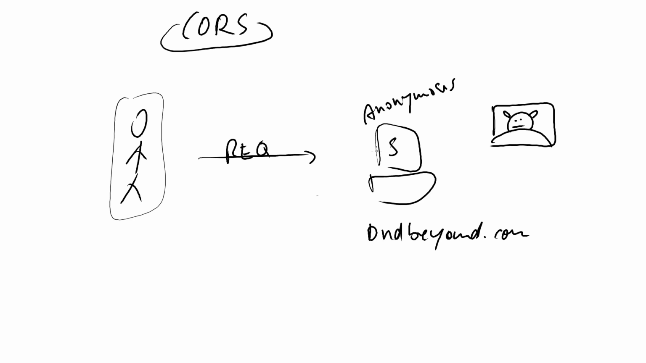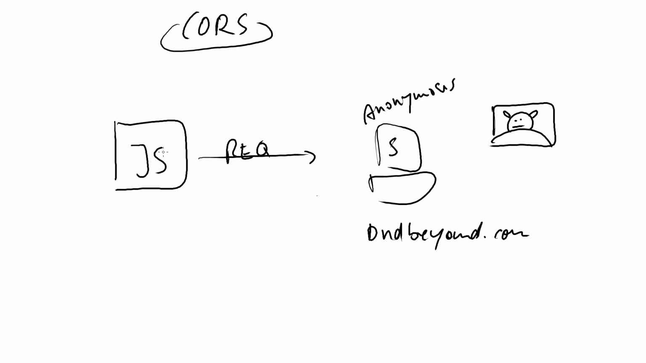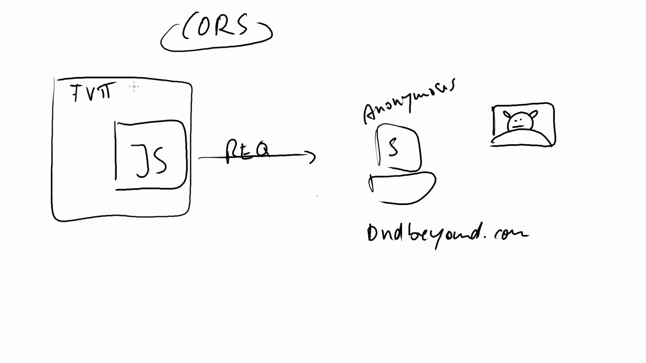And what's happening now, because it's not you making this request, so this is not a person, this is not a web server, but it's a JavaScript running in your web page, in your Foundry VTT, which is basically just a web page. So this is an HTML page and it has some kind of JavaScript in it. And this JavaScript, so VTTA D&D Beyond, for example, makes this request.